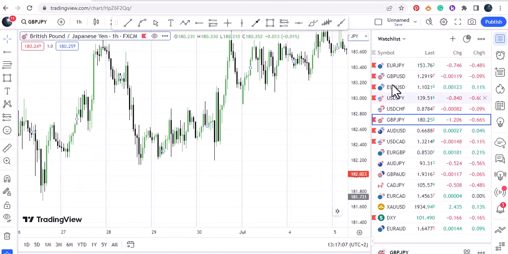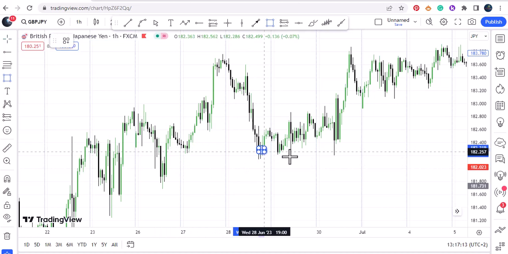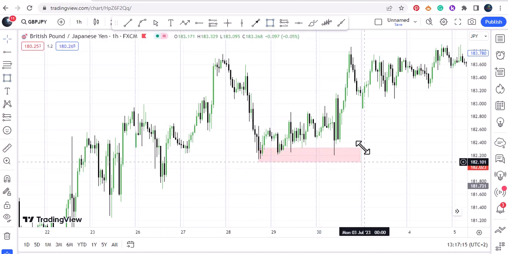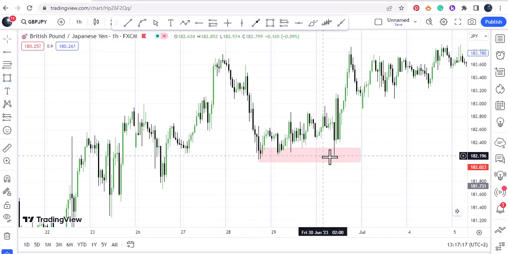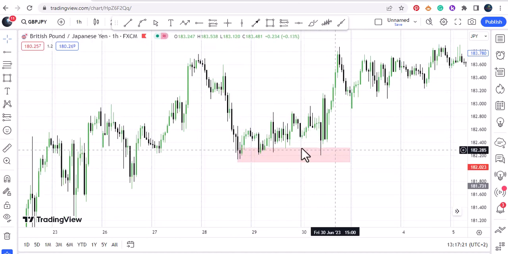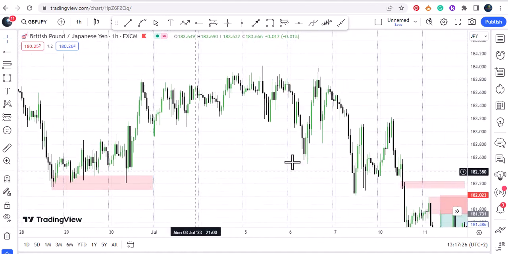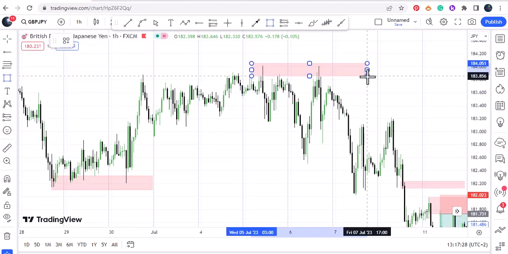So if you are looking at this, what do you see? If you are looking at this chart, you can clearly see that we have wicks in this area. So what we are going to do is mark wicks and expect price to trade back into those prior wicks that you see here. This is what we call rejection, demand and supply.